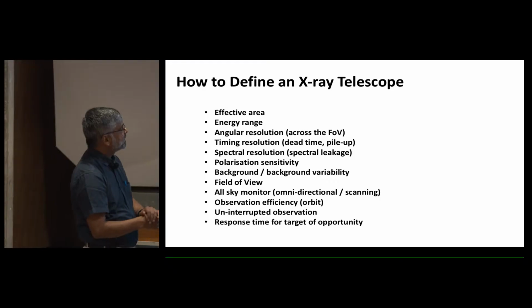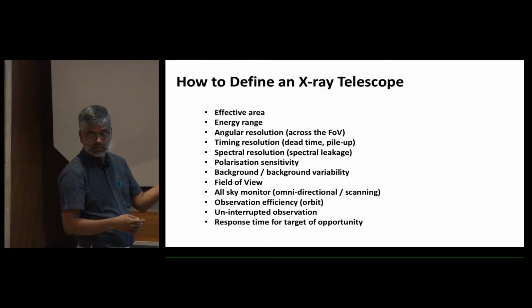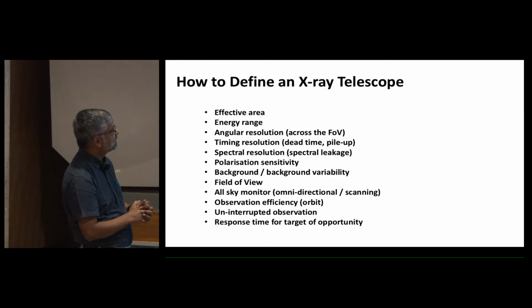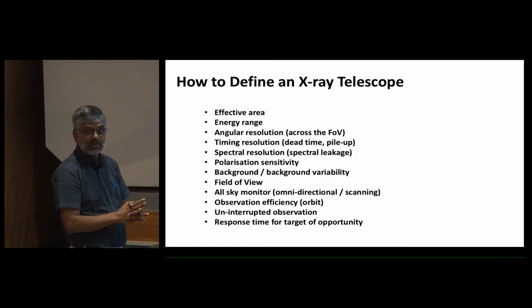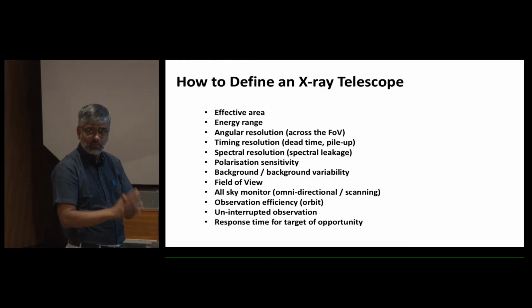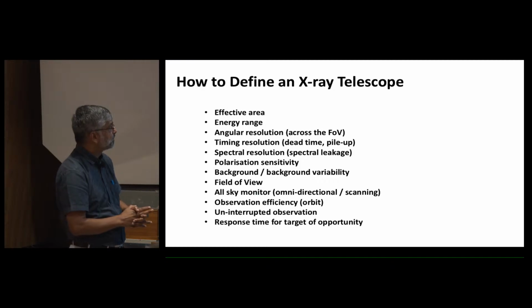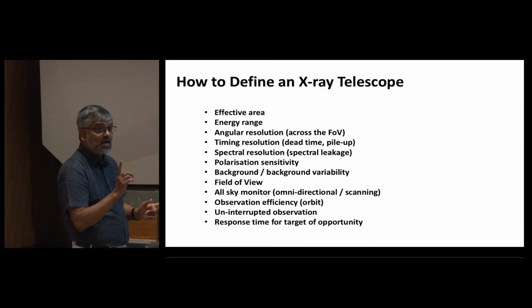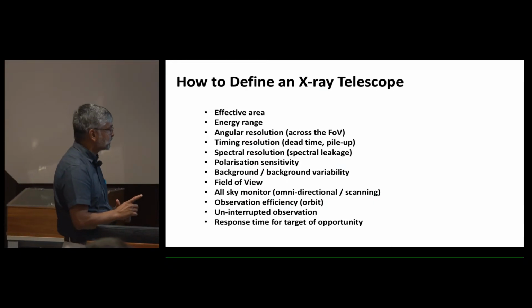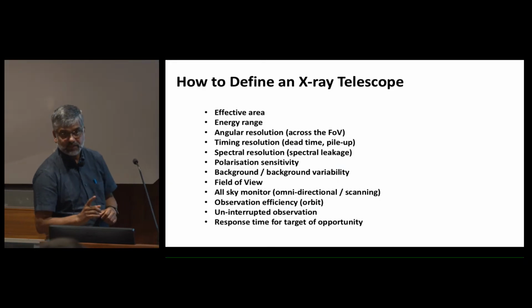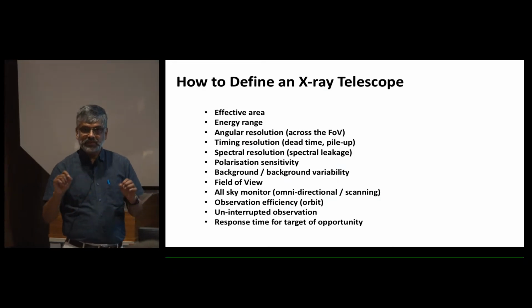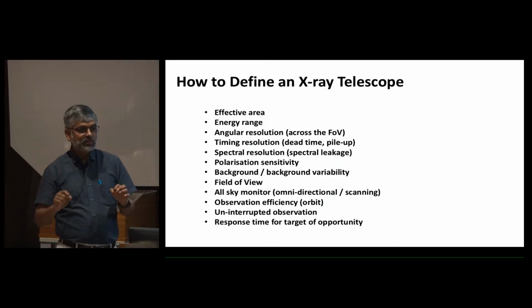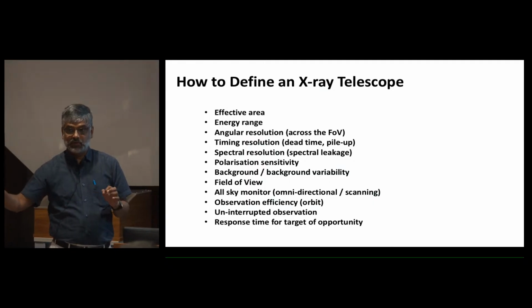Spectral resolution we discussed. Polarization sensitivity, if it is a polarization instrument, then you have to define its polarization sensitivity. Background variability. Background is important, and background variability is just as important or even more. Field of view, whether it is an all sky monitor or not, omnidirectional scanning. Observational efficiency, uninterrupted observation, is one aspect. Many of the X-ray sources have certain characteristics which you can establish only if you have a long uninterrupted observation.